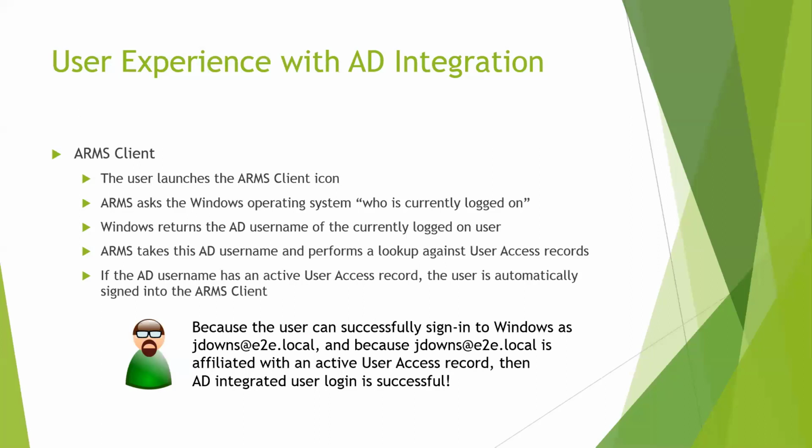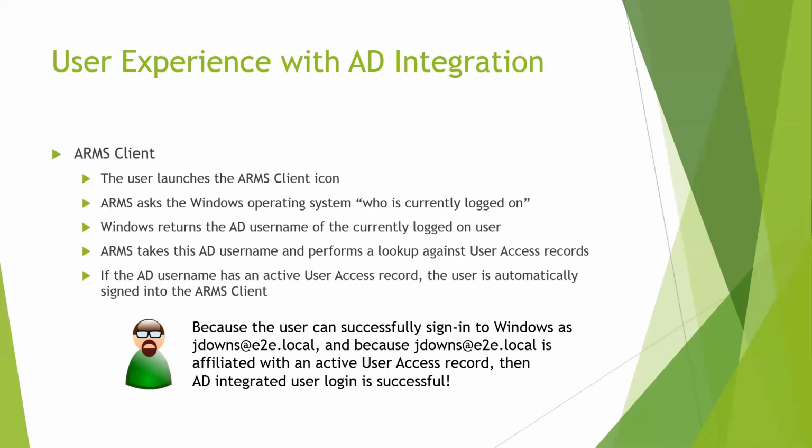The ARMS client takes that AD username and performs a lookup against the ARMS database, specifically the ARMS user access records. It's looking to see, does that AD username exist? Is that user active? And does it have the permissions which would allow it to sign into the system? Making sure that's not a blocked account, not a deactivated account. You don't want a terminated employee suddenly being able to log in. So the combination of whether that person could log into Windows and whether that person could still technically log into ARMS must all be true for that user to be able to log in.